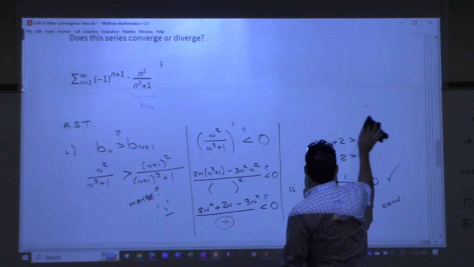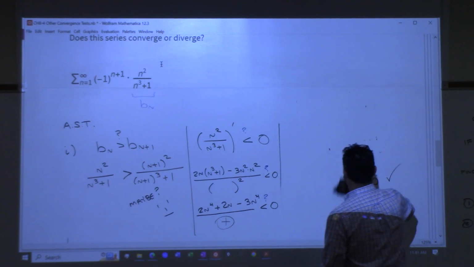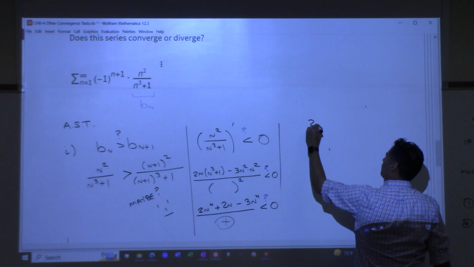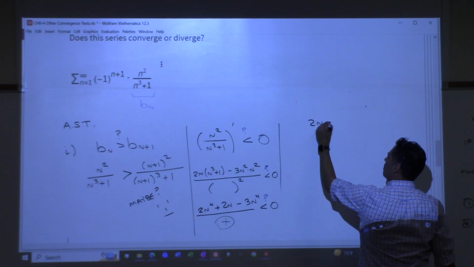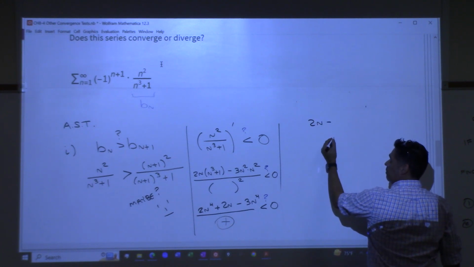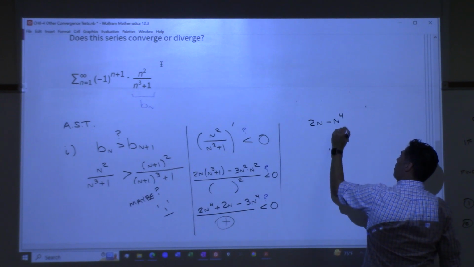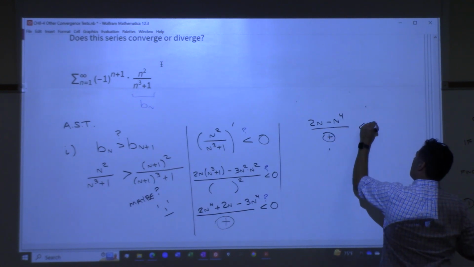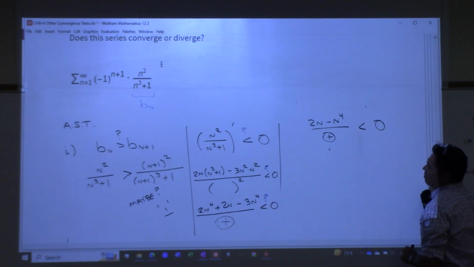Let me keep going. On the top, it turns into 2n minus n to the 4th power over some positive thing. Is that less than 0? I think you could convince yourself right here, couldn't you?